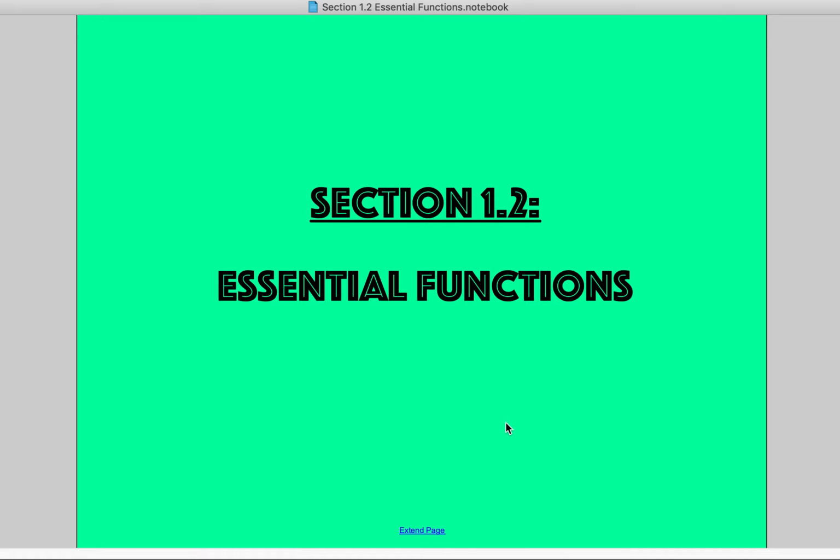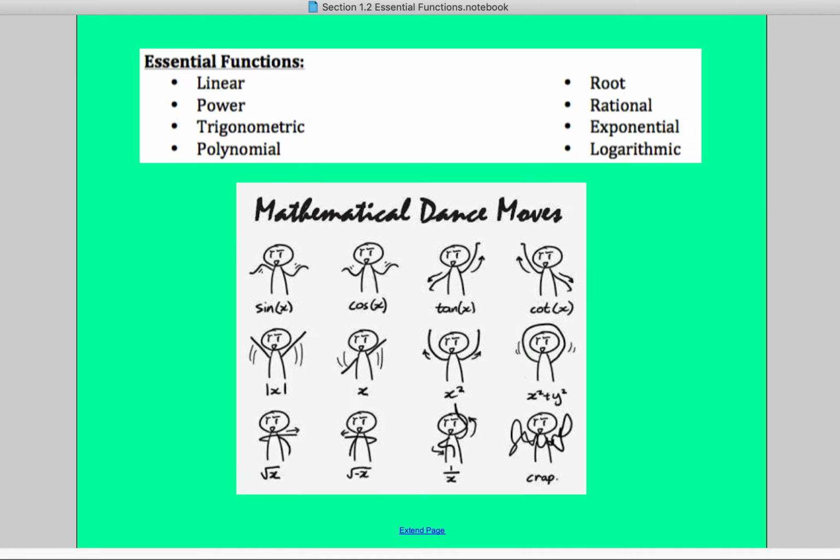Hello everybody and welcome to section 1.2. Today we're going to go ahead and look at the essential functions. So we have a list of functions that we're going to touch on today, some a little bit more in depth than others, but we're going to talk about the linear functions. So typically when you guys hear linear, the common one you think about is y equals mx plus b.